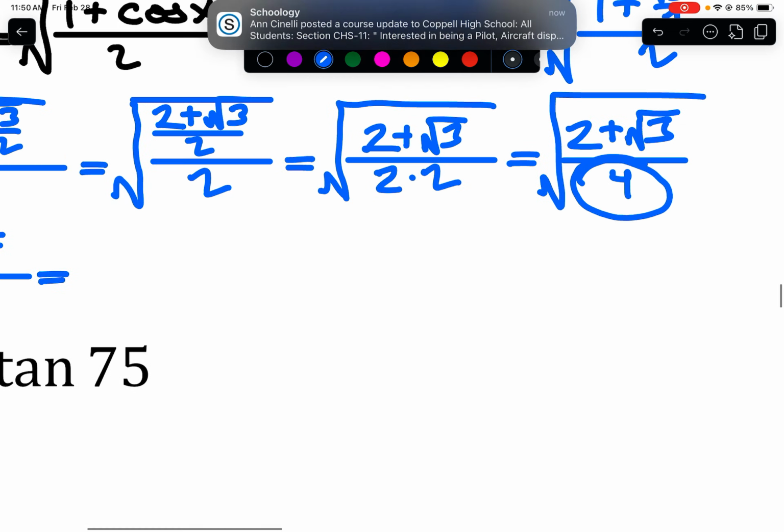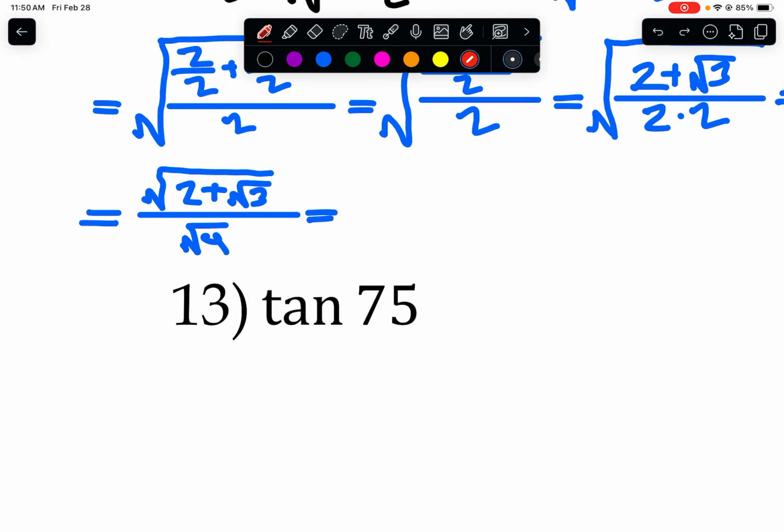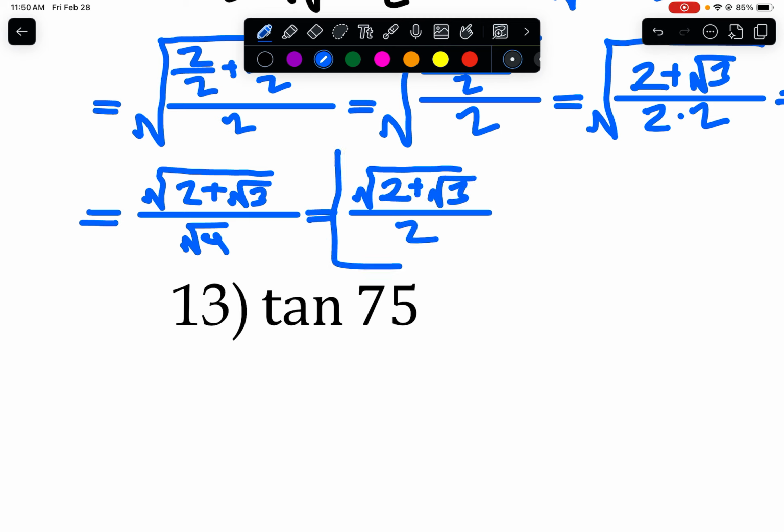Plus, we can't have a radical in the denominator, so technically we need to rationalize, but we can evaluate the square root of 4, so technically we don't have to rationalize in this case. So this would be the square root of 2 plus the square root of 3, and then that's going to be all over 2. So this is your simplified version of evaluating.